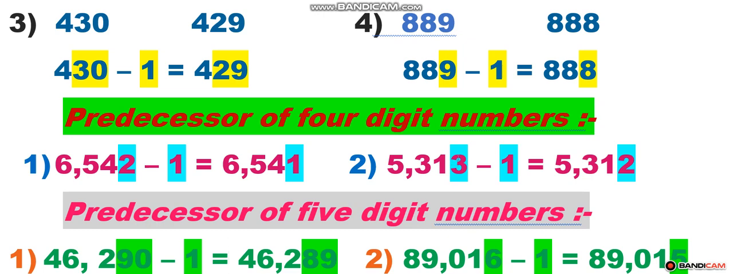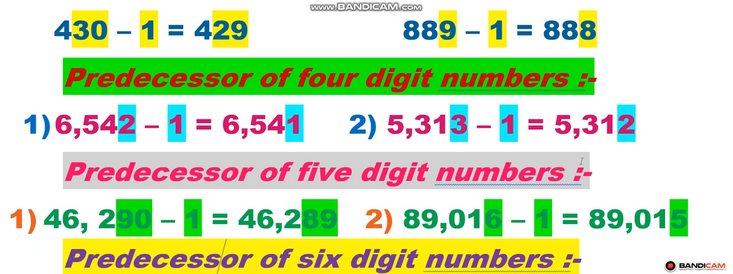One more example. Predecessor of 5313. Here units place digit is 3. You subtract 1 from 3. 3 minus 1, 2. Yes. So we can say predecessor of 5313 is 5313 minus 1, that equals 5312.